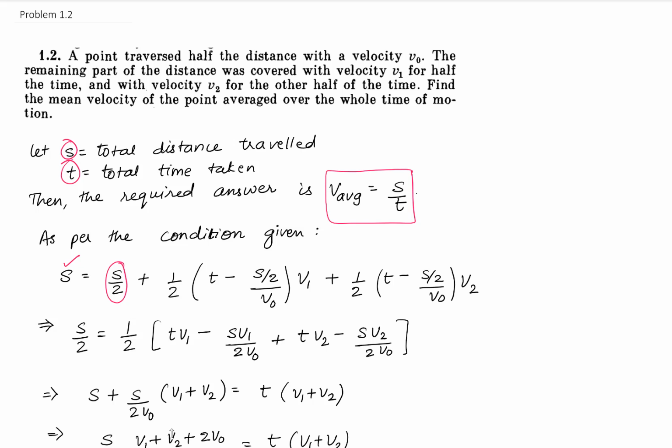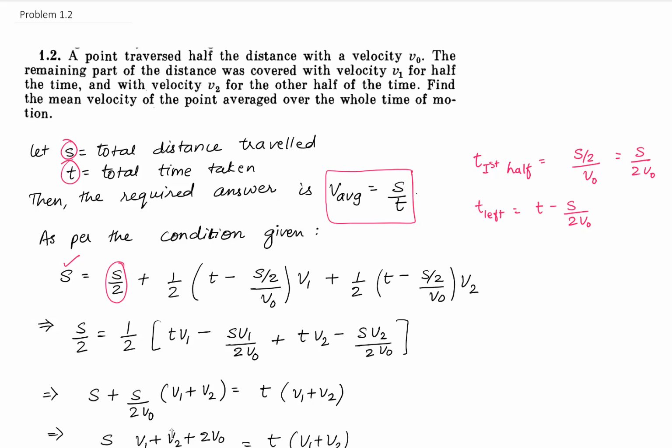The remaining half, how much time did the particle take to travel the first half? Time taken for the first half was distance by the velocity with which it was traveled. So this was s by 2 v0. Now, assuming that t was the total time, time left in the motion was t minus s by 2 v0.